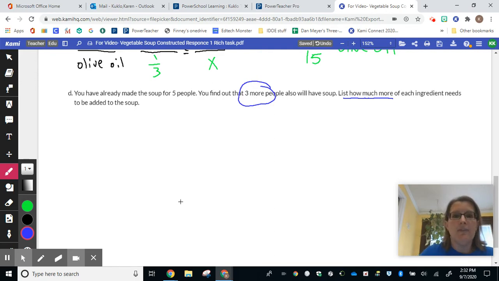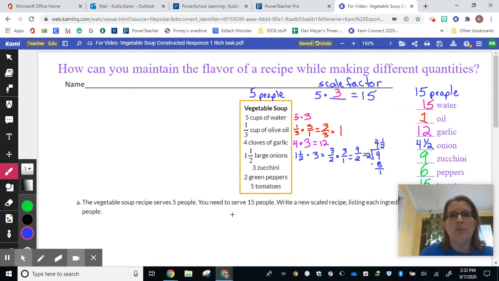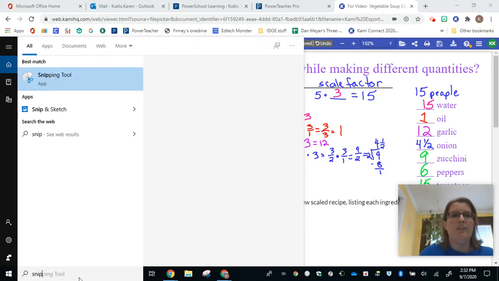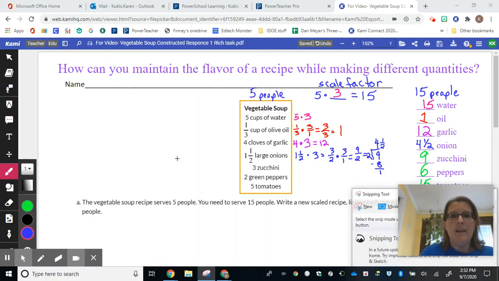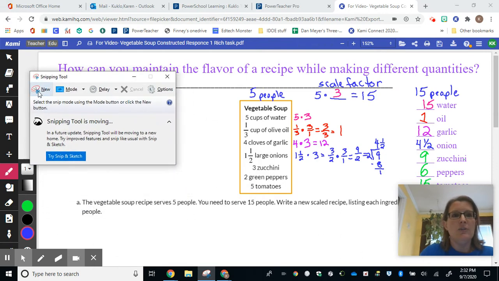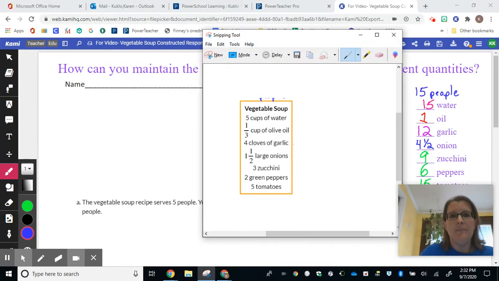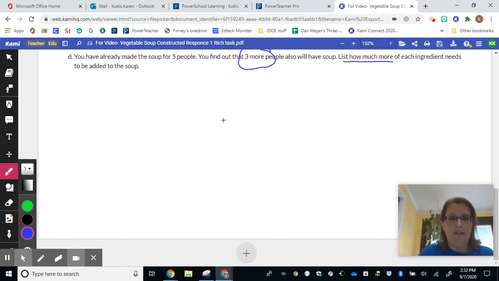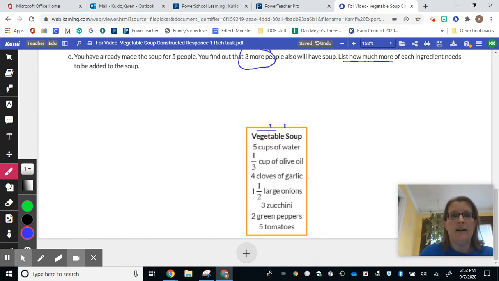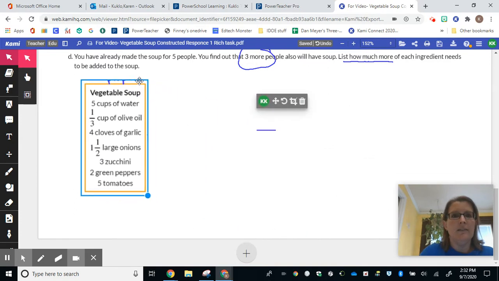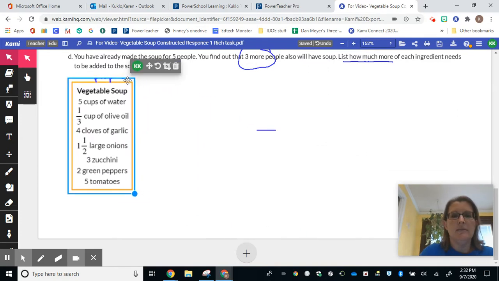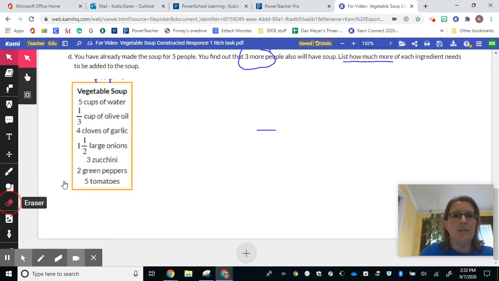So I'm going to use the scale factor method, but I don't want to have to keep scrolling back up here. So there's this really cool thing called the snip tool. You can search for it by just typing snip. And then what it does is it lets you take screen clippings. So I want to copy my recipe, and then I'm going to paste it at the bottom. So now I have my recipe here, so I don't have to keep scrolling back to the top to check it.